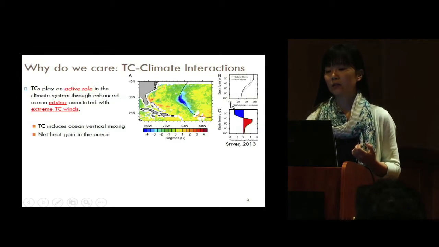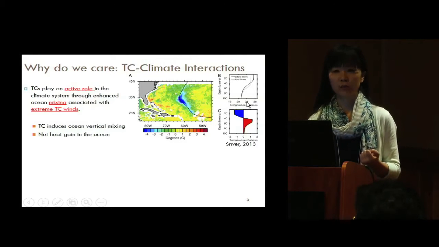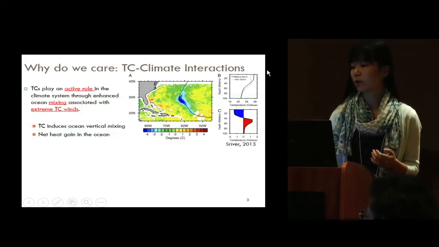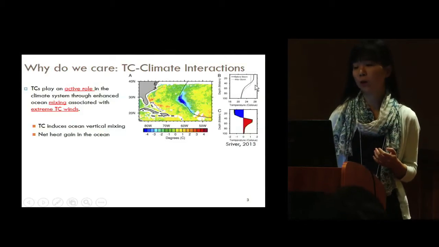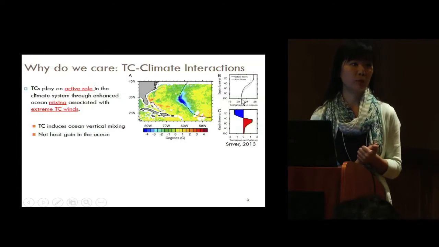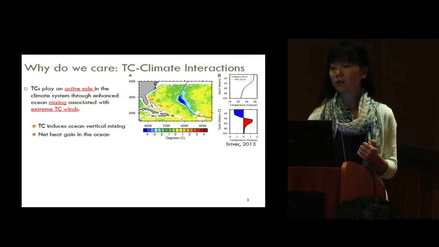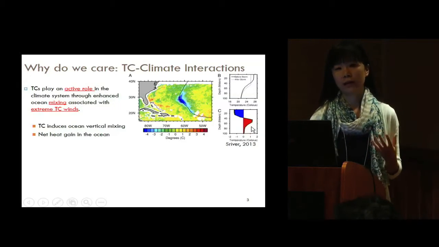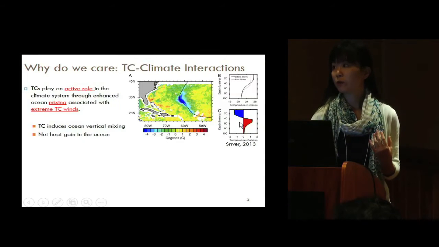The x-axis here is the ocean temperature, and the y-axis is the ocean depth. The black curve here is the ocean temperature profile before the tropical cyclone occurrence, and the gray curve here is the temperature profile after the tropical cyclone passage. The corresponding temperature anomaly, which is the difference before and after the tropical cyclone, is shown in figure C here.